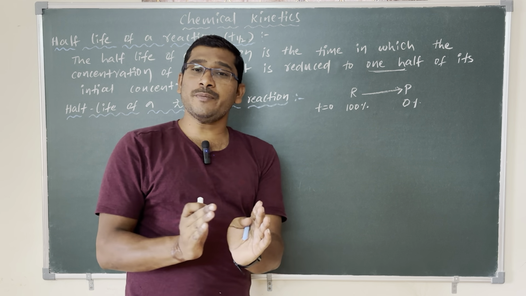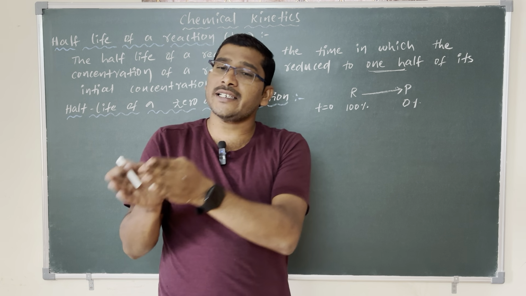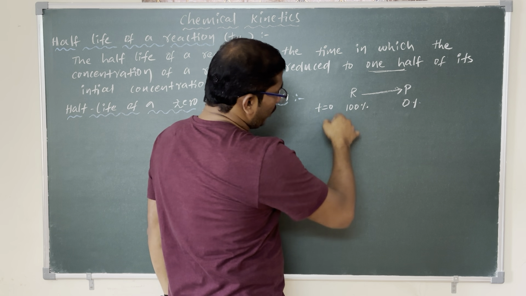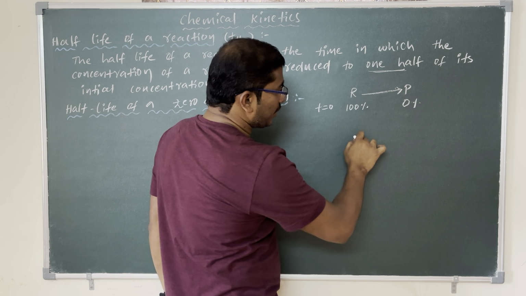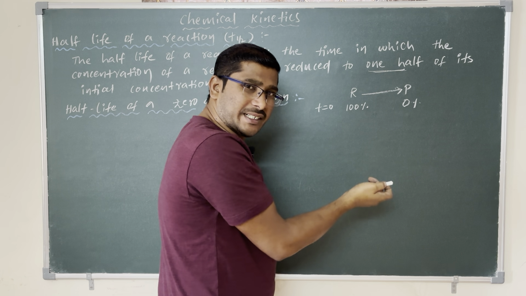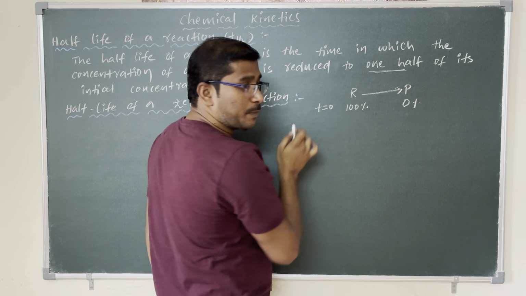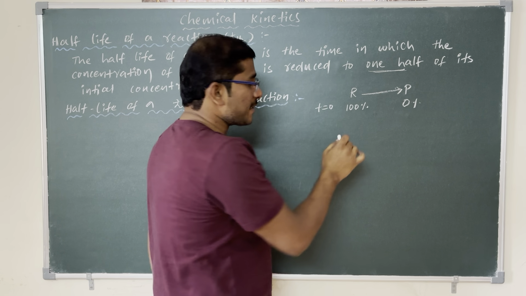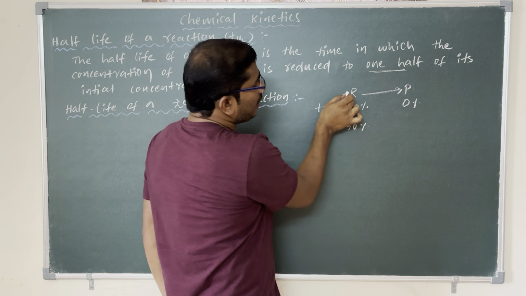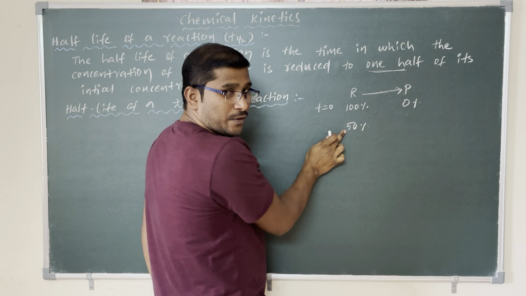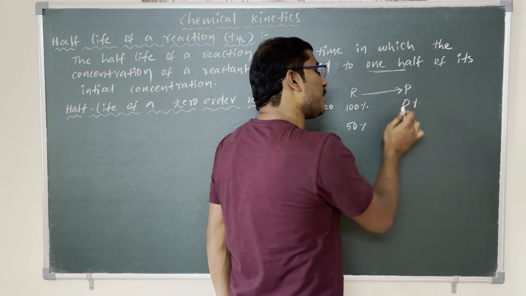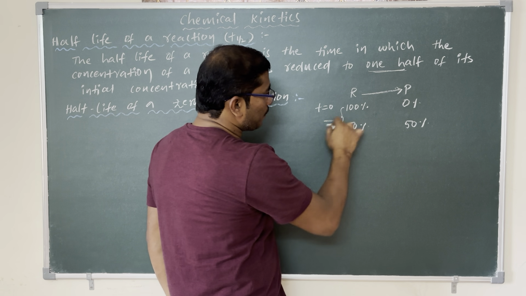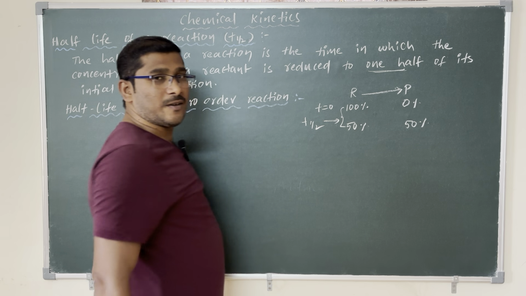If the time starts, the reaction will start and the reactants will be converted into products. As time goes on, the concentration of reactants reduces and the concentration of products increases. Initially, how much percentage is there? 100%. Half of 100 is 50%. That means the concentration of reactants changes from 100% to 50%, and the products change from 0% to 50%, for example. For this change, what is the time taken? That time is known as T half.